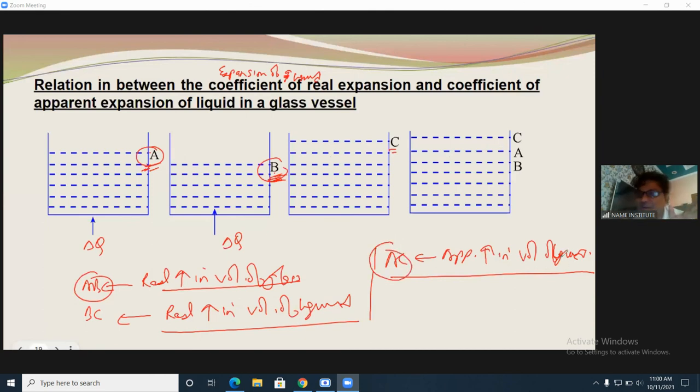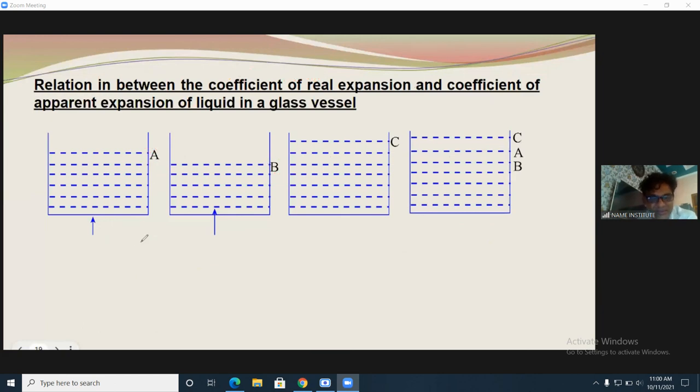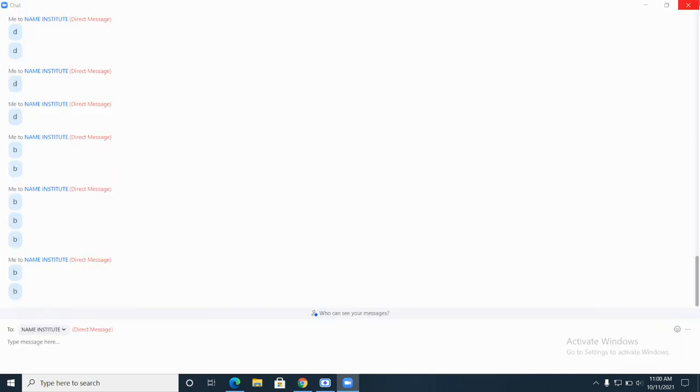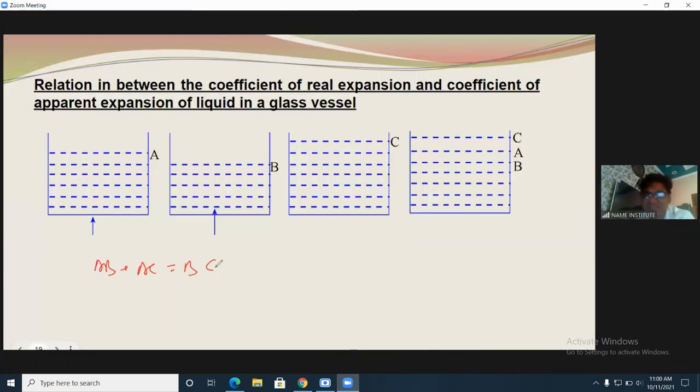That was the only part required here. After this the topic will become simple. Yes, tell me now. This AB plus AC is equal to BC from the diagram here. AB plus AC is equal to BC.